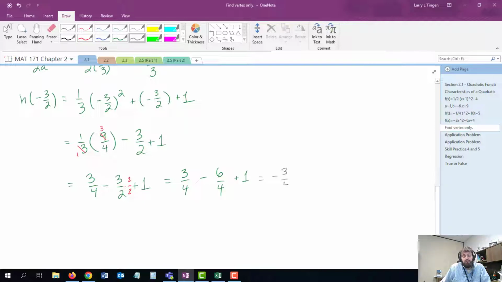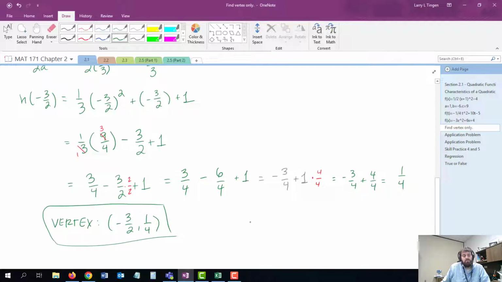negative 3/4 plus 1. And I need a common denominator again, and that denominator is 4. So I need to multiply that 1 by 4/4. And I'll find myself with negative 3/4 plus 4/4, which is 1/4. So I've got a vertex of (negative 3/2, 1/4).